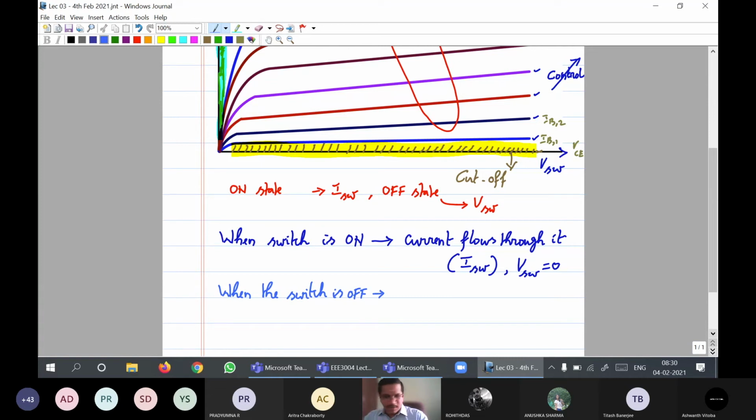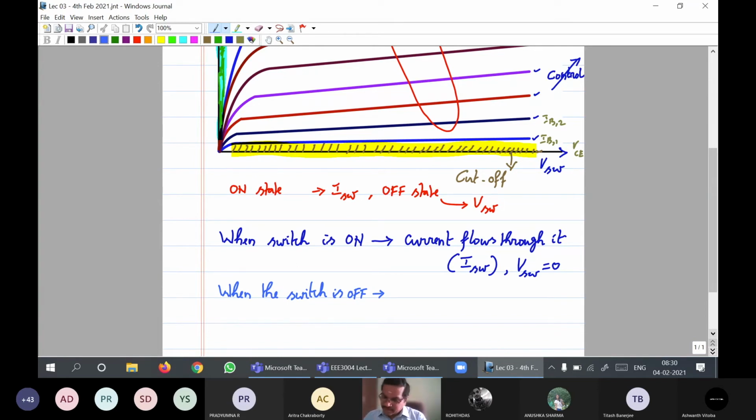I do not know whether you are able to see my gestures. It is able to block infinite voltages. It is able to withstand infinite voltage, and it doesn't allow any current, no leakage at all. Ideal switch, no leakage.